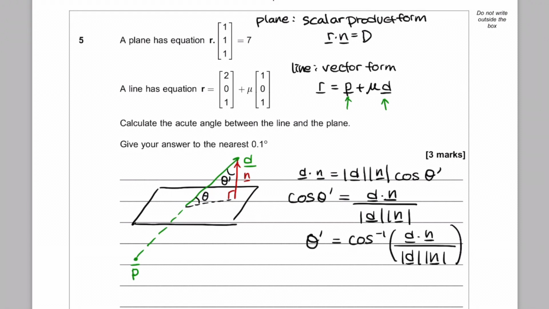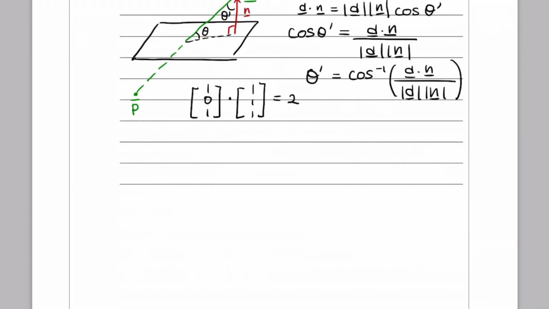So let's start with the dot product. The direction vector in the line is (1, 0, 1) dot with the normal vector of the plane, which is (1, 1, 1) given in here, and that's going to give you 1 times 1 plus 0 times 1 plus 1 times 1, which becomes 2. And then what's the size of our direction vector? So size of vector (1, 0, 1) is square root of all the components squared.